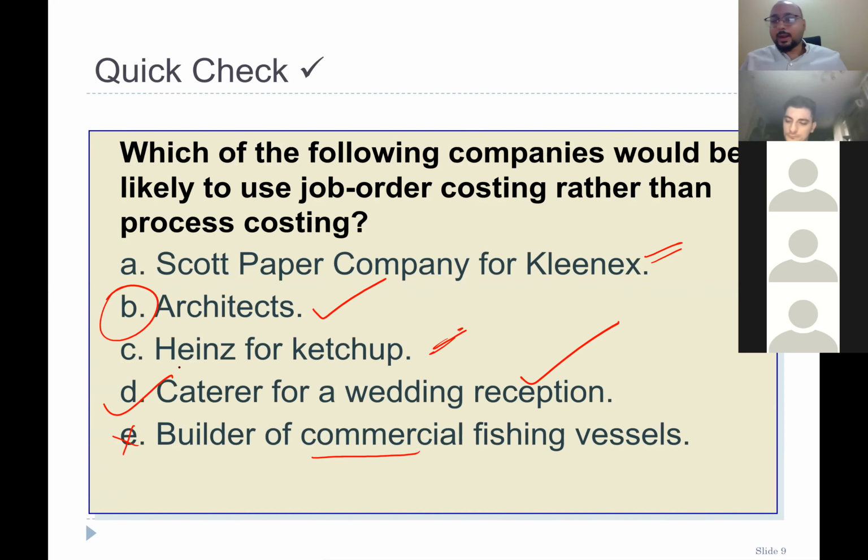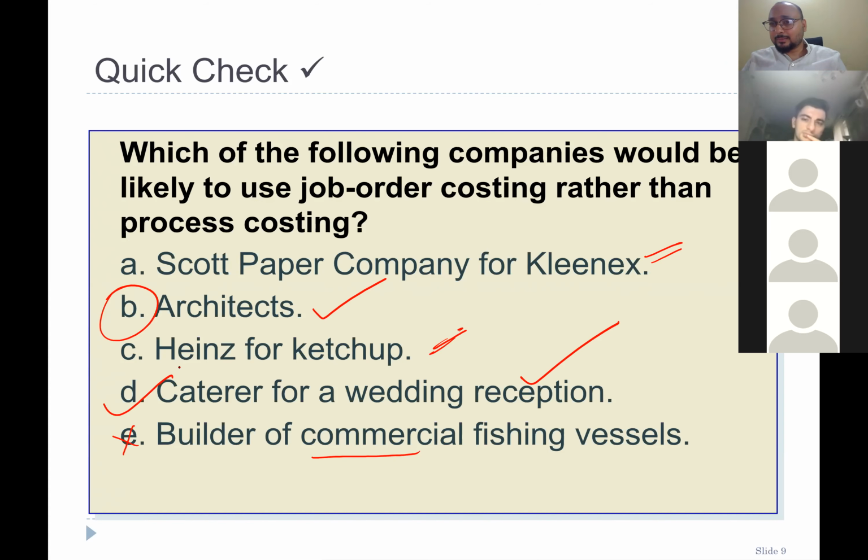D, cater for a wedding reception. Every wedding is different. Some invite 10 people, some want at least 10 dishes, some want only one dish, some want specific kinds of drinks, specific kinds of cocktails. I want a wedding reception at the beach with these flowers, with this one, right? And the wedding cost moves according to status as well. Look at a poor marriage, a middle class marriage, and a luxury marriage.